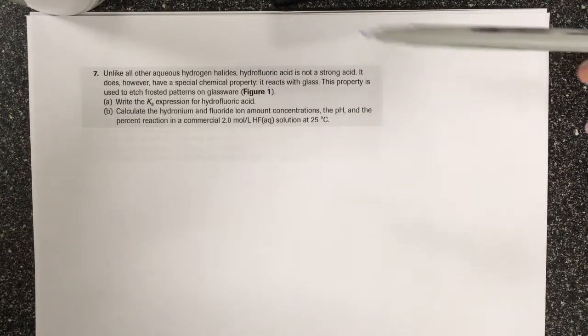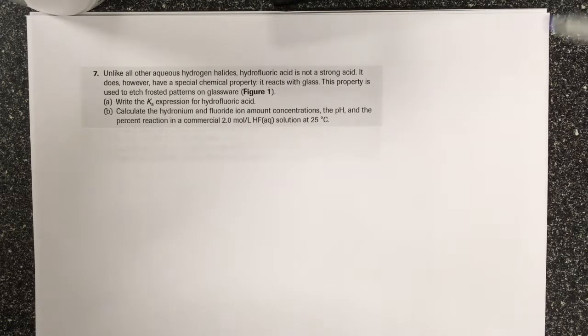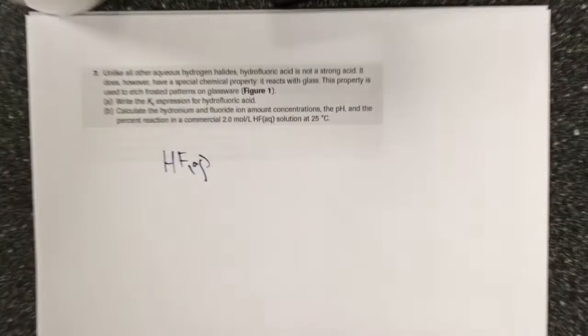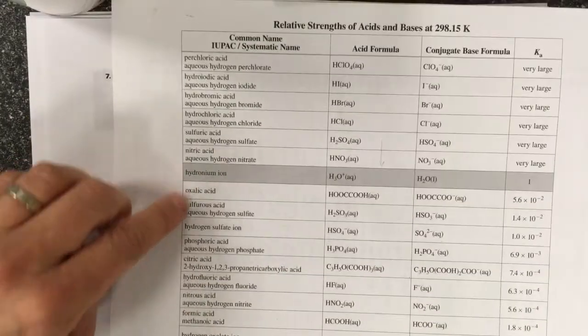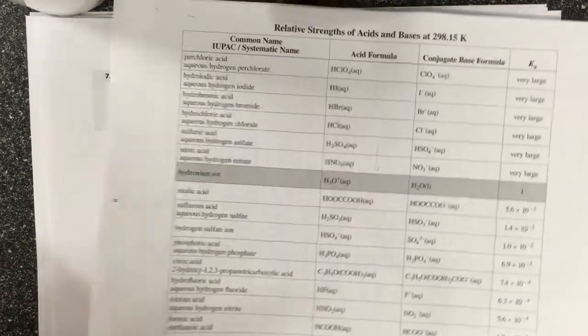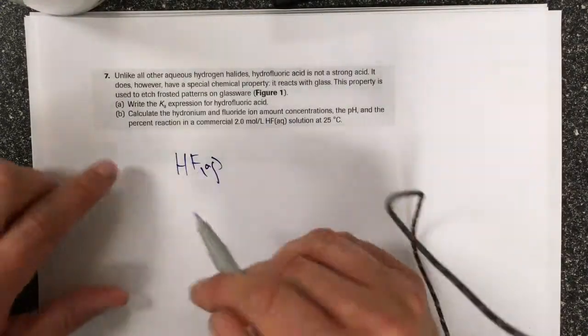In this question, question 7, it asks us about hydrofluoric acid. And hydrofluoric acid is a weak acid. It's listed in our data booklet, below the hydronium. So hydrofluoric acid is down here. We know its Ka from the table here.